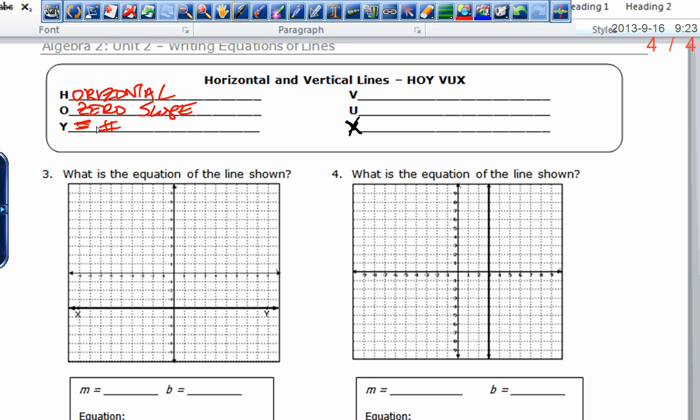The y-axis is the other way. I like that. Okay, what's the V? Vertical. Undefined slope, I know what we're talking about there. And then x equals a number.